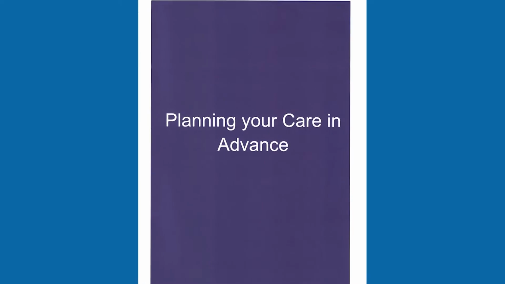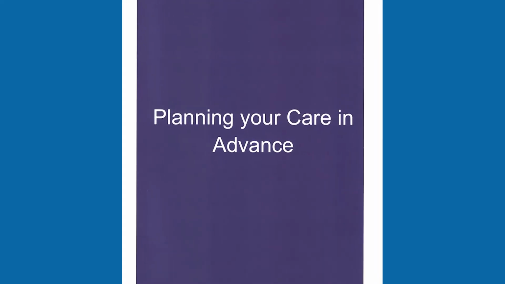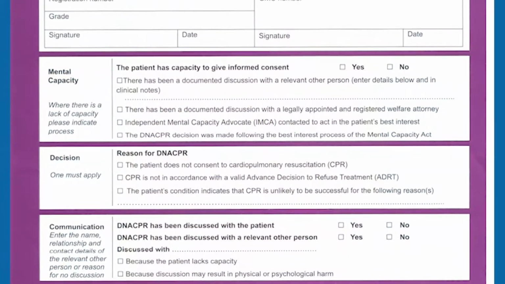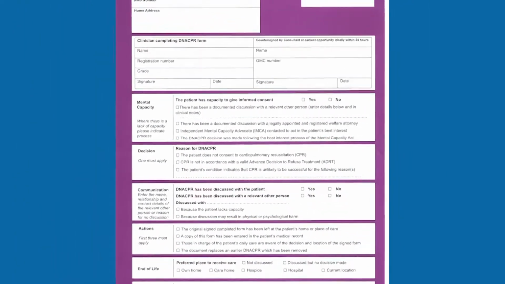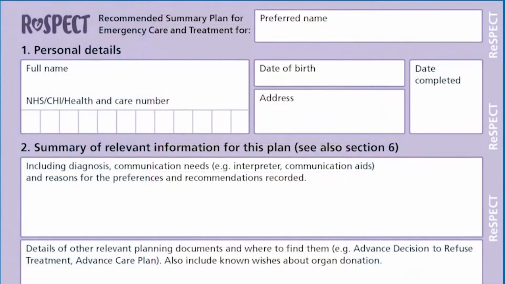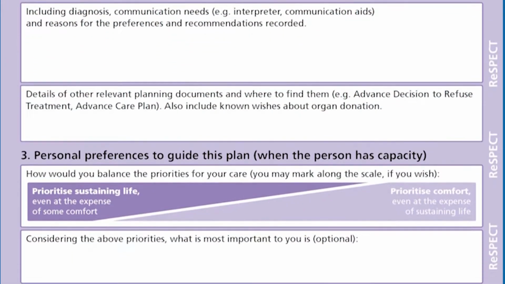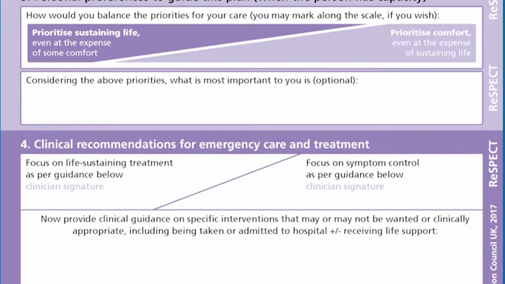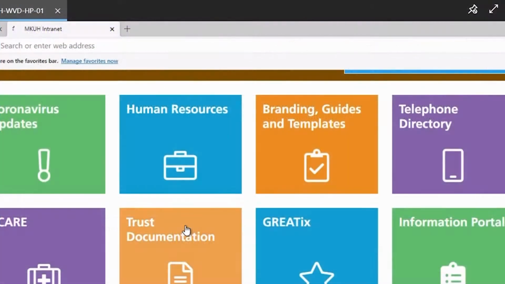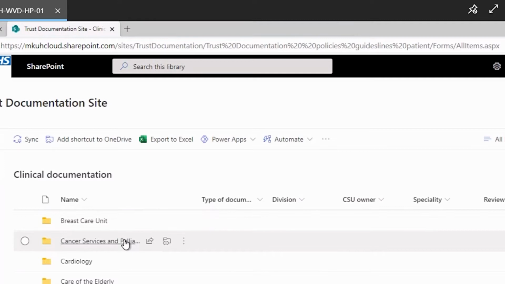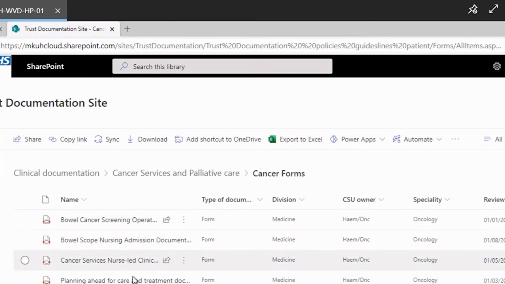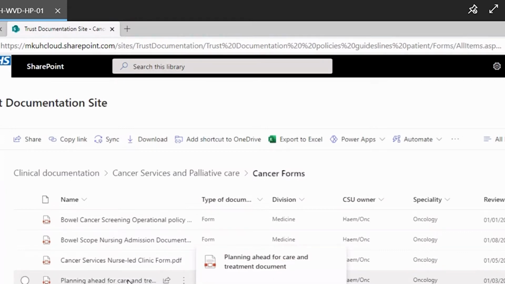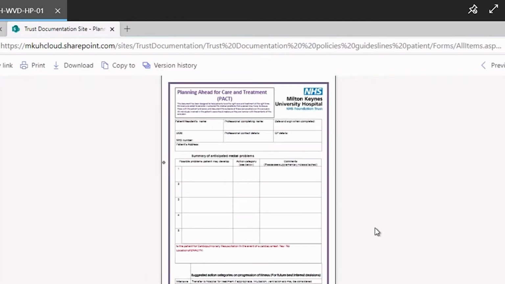The PACT form is to be used in conjunction with other advanced care planning documentation and DNACPR forms. It's similar to other initiatives across the country, such as the Respect form, but is perhaps more useful because it documents a specific plan for a specific situation. The PACT form can be found on the hospital intranet or at GP practices. We'll now demonstrate an example of a PACT conversation and documentation with a patient with capacity.